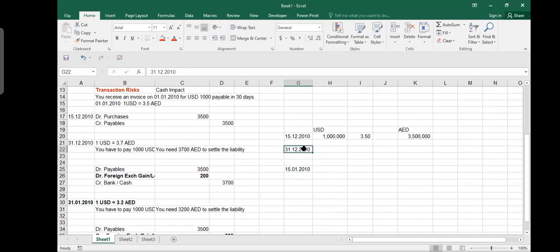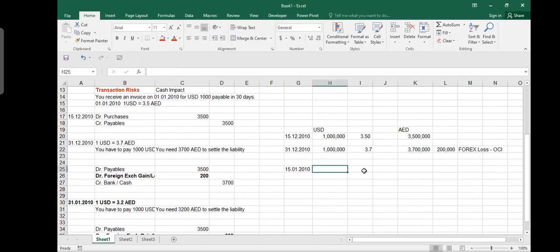But on 31st of December, you are closing your books, and you know that this still remains your liability. But on this date, it is 3.7. So your liability in terms of dirhams has increased. Whatever is the difference, that $200,000, it is your forex loss, and it will go to OCI. Why OCI? Because I'm not paying here. I'm just recalculating how much it will be.